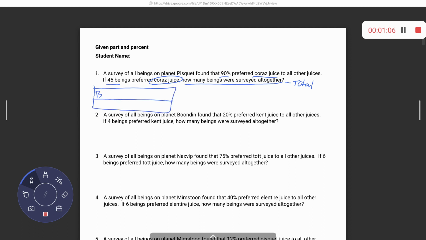you still have beings and you still have percent. But this time, I have 45 beings, that's 90%. And I'm trying to get up to 100%. So what I can do is work a little bit backwards, and it didn't leave me room, so we're going to have to go this way. It ends in a 5 and a 0, so we can divide by 5. So 45 divided by 5 is 9. And then 90 divided by 5 is 18.